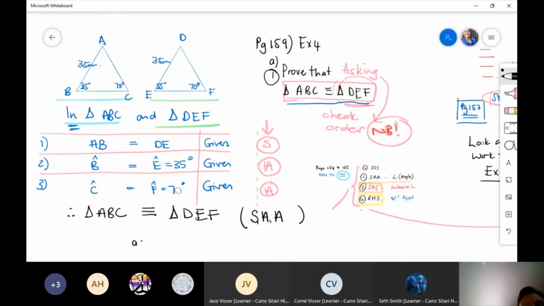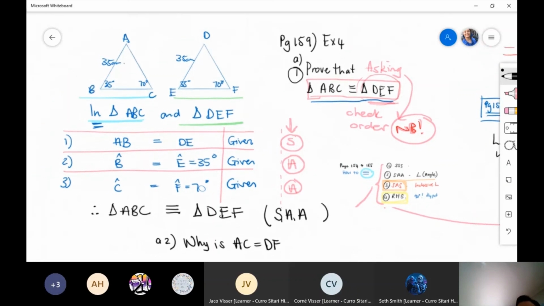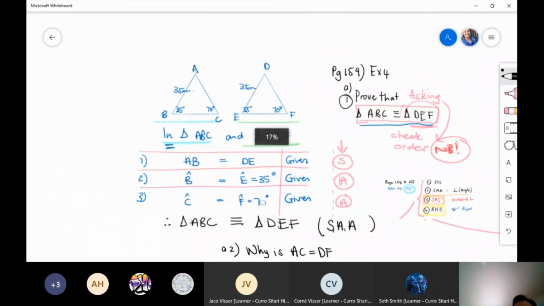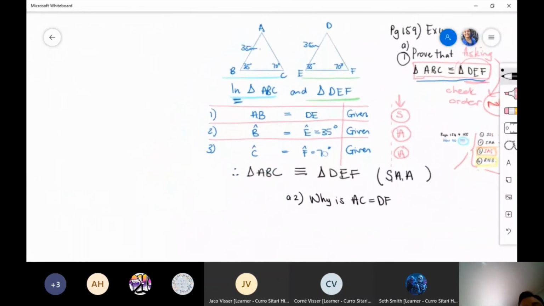Now A number two asks why AC is equal to DF. Now, what did I say right in the beginning? Can you remember that I said when we work with a triangle, we must be able to cut it out and paste it on top of this triangle to prove that it's congruent. Therefore, we have now proven that these two triangles up here are in fact congruent. And if they are congruent, then I can paste them on top of each other.